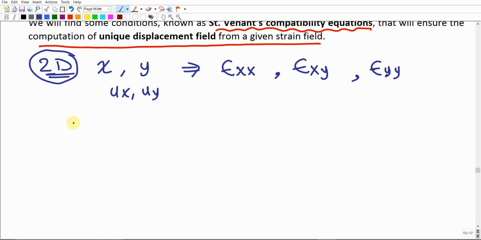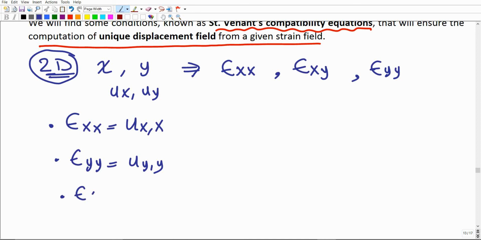So for example, what should be the equation of epsilon xx? Epsilon xx is ux comma x in terms of the displacement. If you just go up, you're going to find that epsilon xx is already ux comma x. Epsilon yy, we derive it as uy comma y, and epsilon xy, we got it by 1 over 2 times ux comma y plus uy comma x, or uy comma x plus ux comma y, doesn't matter. So we're going to end up with 3 equations in just 2 unknowns. So this is an over-determined system, right? We have just 2 unknowns, ux and uy, nothing more, but we have 3 equations.